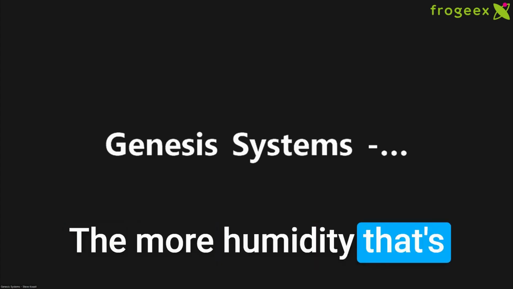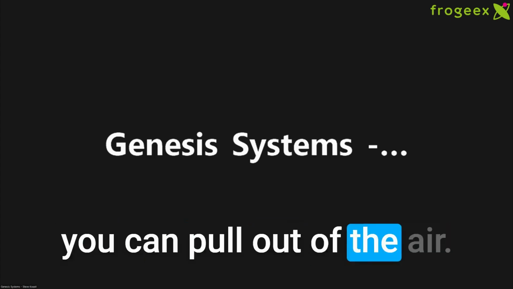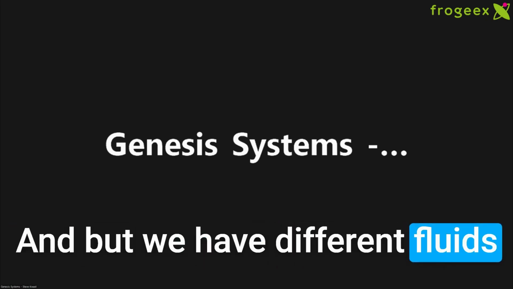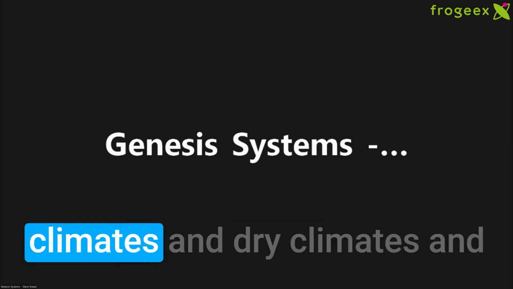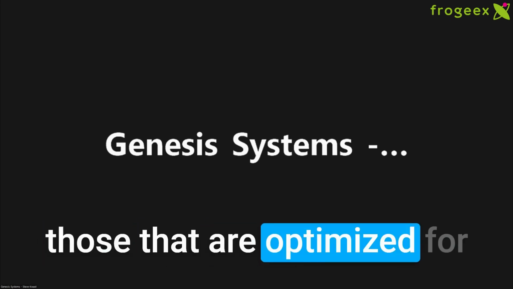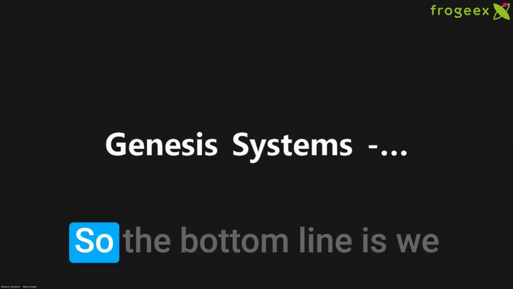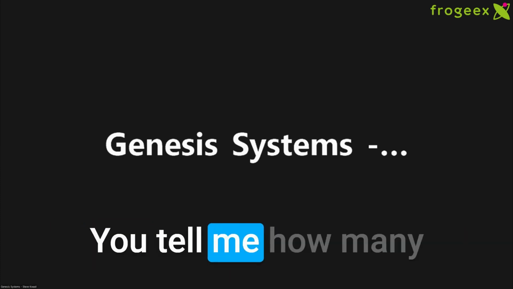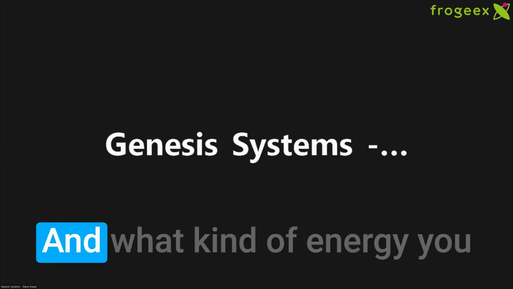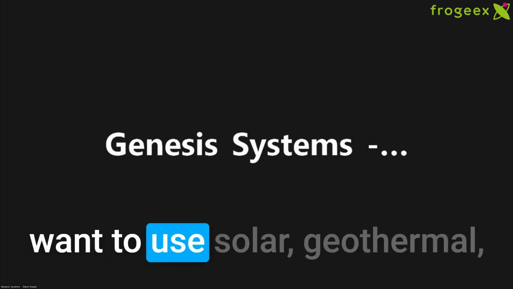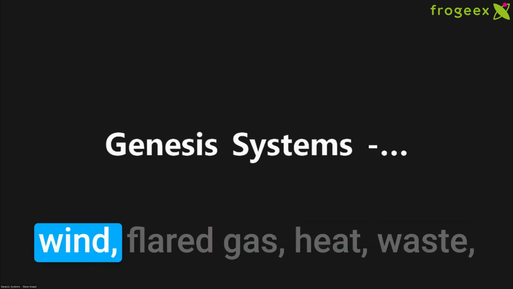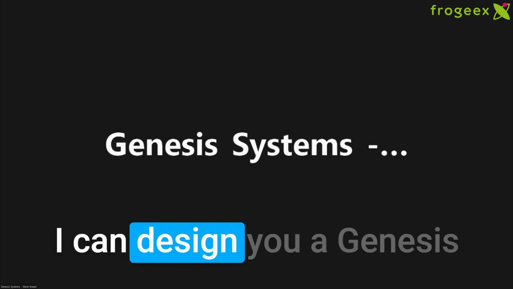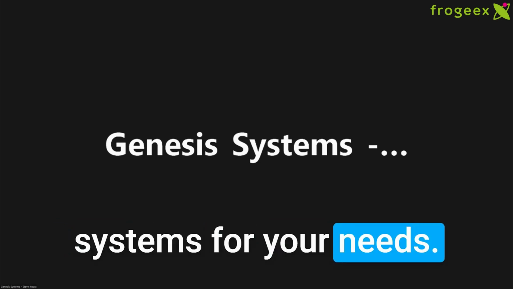The more humidity that's in the air, the more water you can pull out of the air for the less energy. But we have different fluids that are optimized for cold climates and dry climates, and those that are optimized for wet climates and hot climates. So the bottom line is we call it water your way. You tell me where you live, you tell me how many liters a day you need, and what kind of energy you want to use: solar, geothermal, wind, flared gas, waste heat, or electricity. And I can design you a Genesis system for your needs.